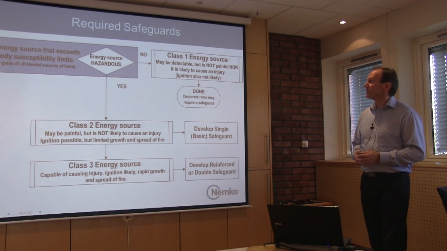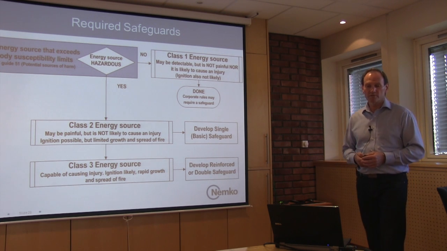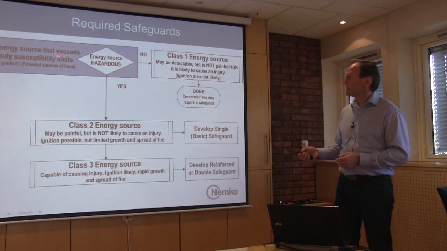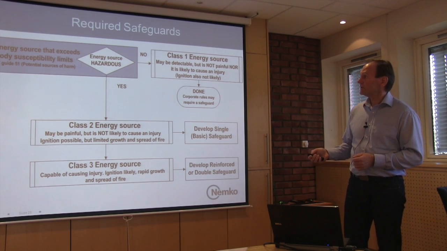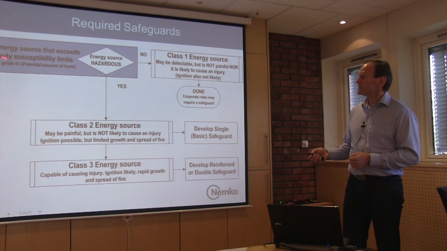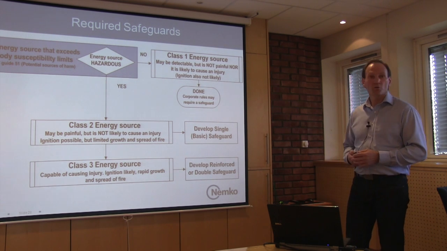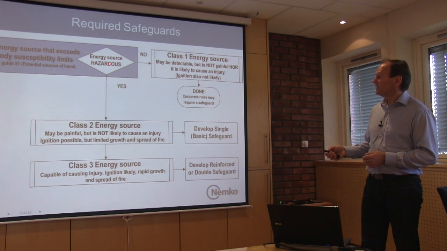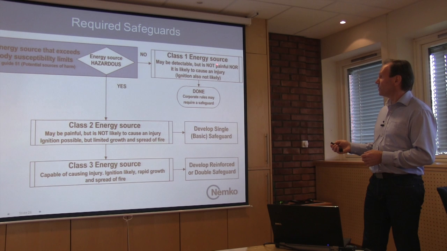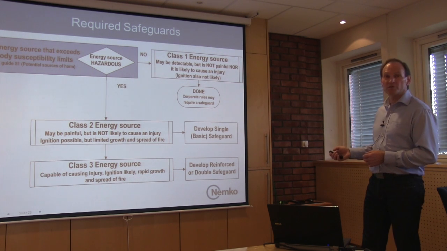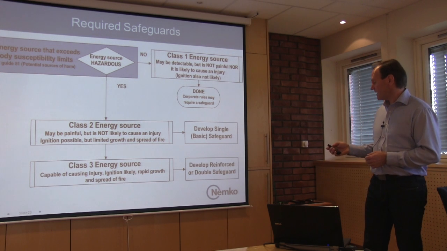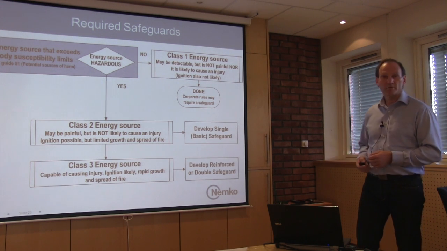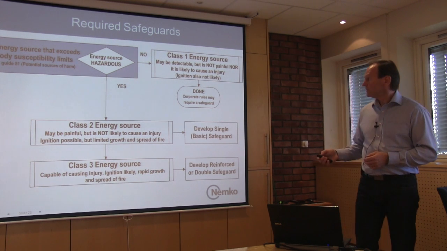This is a figure about required safeguards and the energy source that exceeds the body susceptibility limits. This is taken from IEC ISO/IEC Guide 51 about potential sources of harm. And you have the energy source. Is it hazardous? No. Then it's energy class 1 and you are done. There are no requirements. Of course, manufacturers may have some corporate requirements, but that's a different issue.